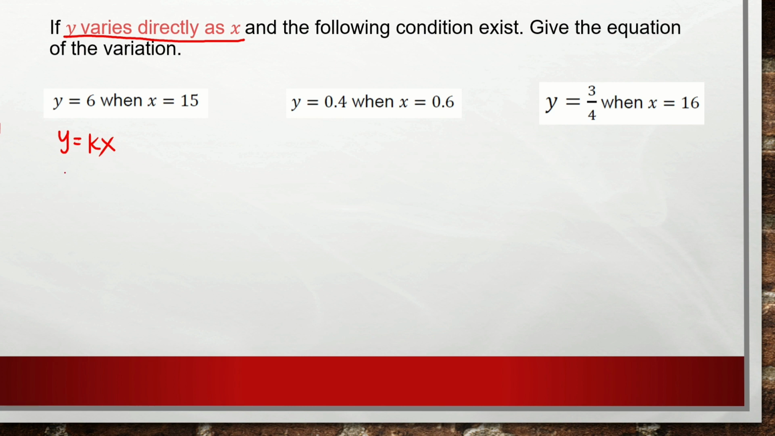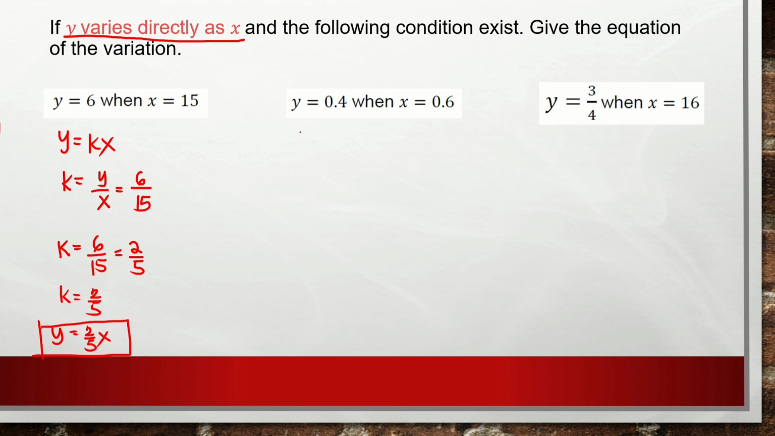And we know to solve for k, that is simply y all over x. The value of y is 6 and the value of x is 15. So our k is 6 all over 15, or if we reduce it to lowest term, divide both by 3, that is 2 all over 5. So k here is 2 over 5, and the equation of variation is y is equal to 2 all over 5x. Okay, let's try example number 2.